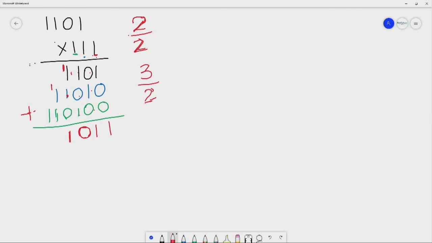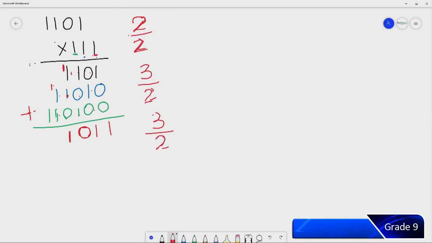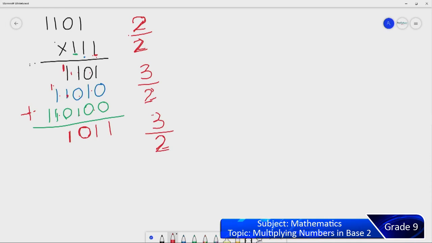So we're moving on to the next column. We have the one that we brought over, plus 1, plus 1, and that would give us 3. So we have to repeat this step. Three divided by 2 gives us 1. How many remainders do we have? We have 1 remainder.